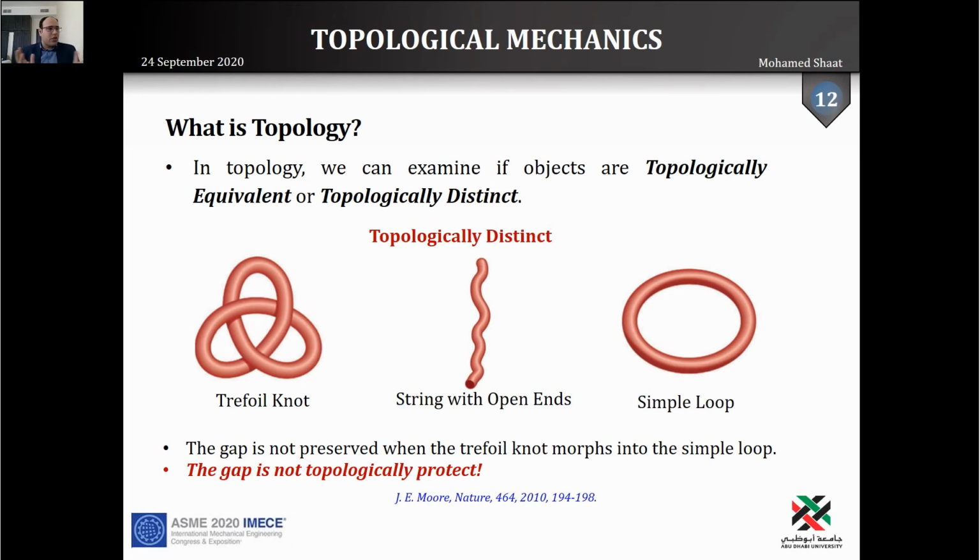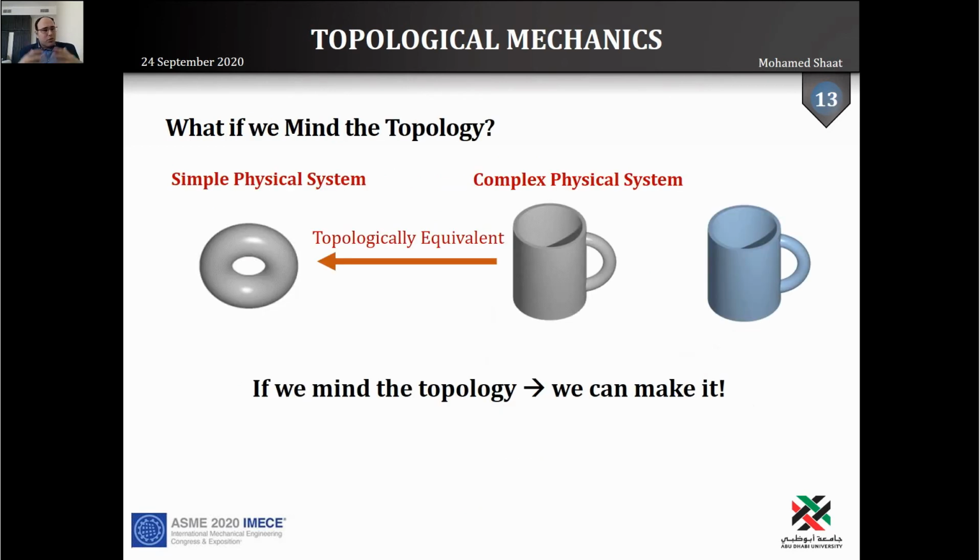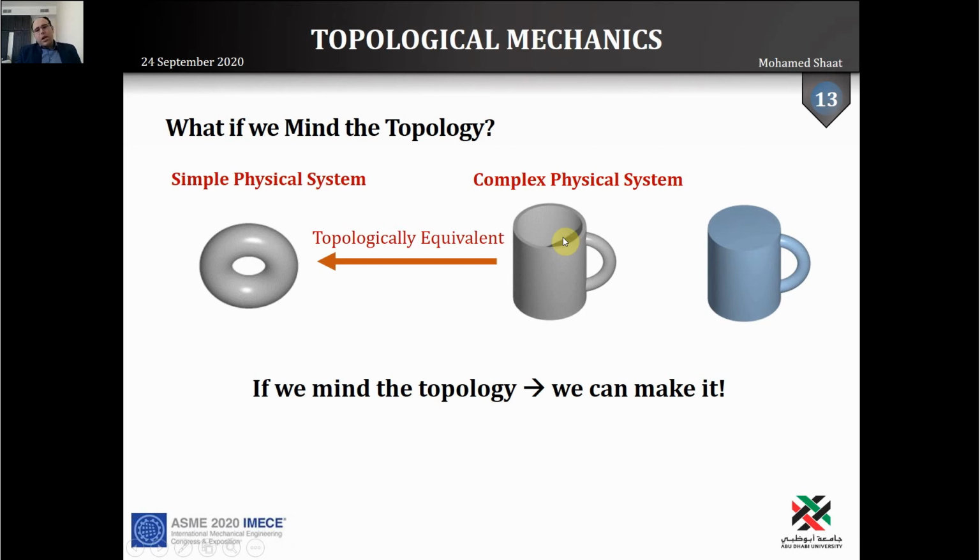So what is the benefit of these topological things? In addition to the benefits of topology that we already knew about, like making quantum computers, I'd like to bring a very interesting example. Let us assume that this mug represents a complex physical system that we have been struggling to make or achieve, while on the other side, the donut represents a simple physical system that we are already making. In terms of physics, these are two totally distinct physical systems. But in terms of topology, they are equivalent.